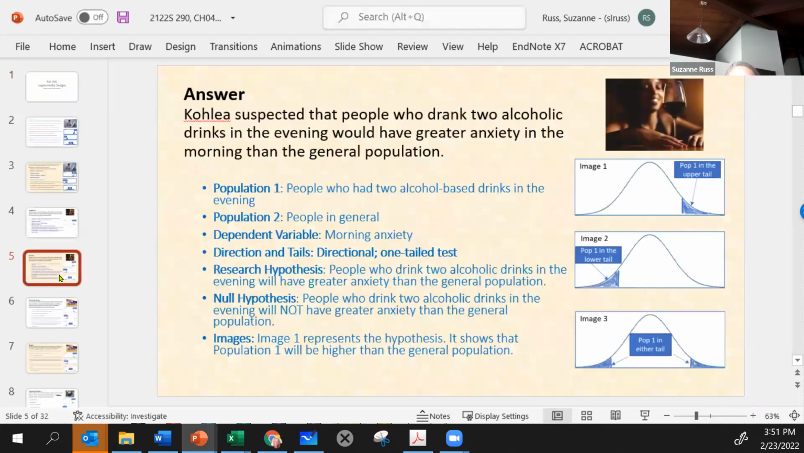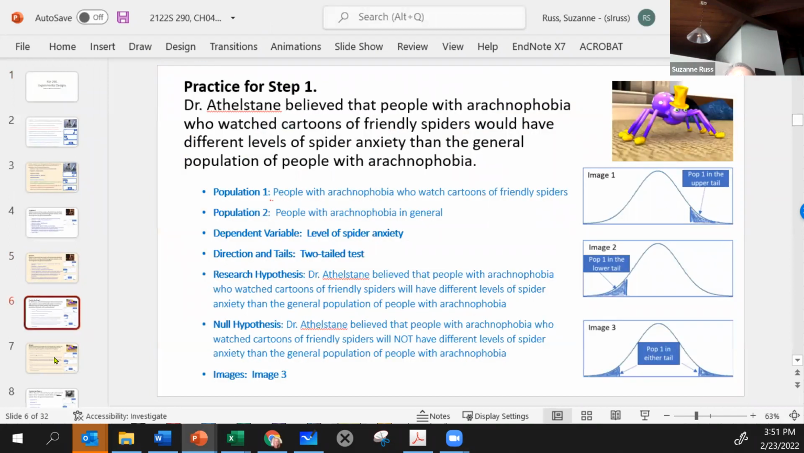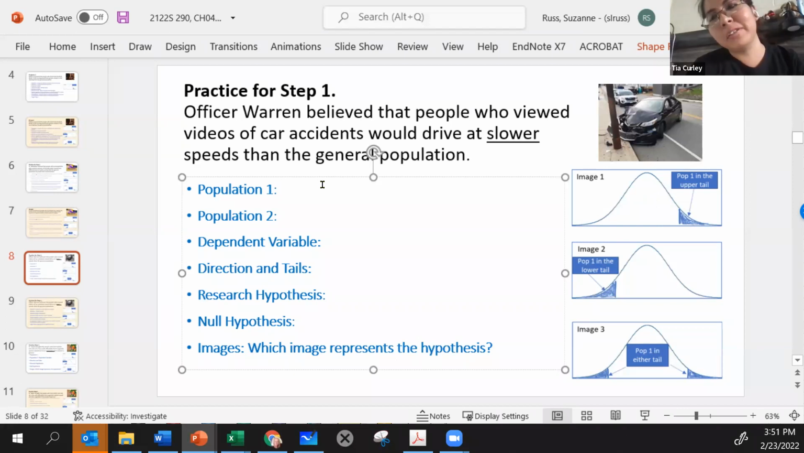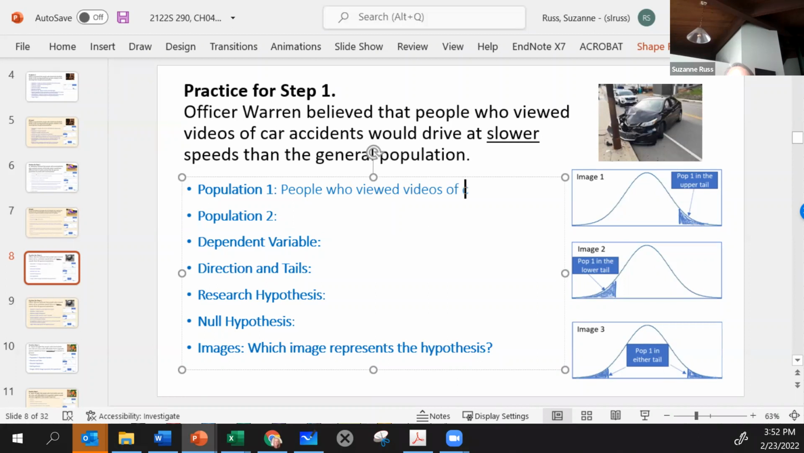All right, so let's go to the problem I gave you and see what we came up with. So population one, how did this go in your groups, first of all? Jessica and Tia, how was your group? We did it pretty easy, I guess. Good, that's what I want it to be, easy. Okay, population one then, Tia, what is it? We came up with people who reviewed videos of car accidents. All right, very good. What's population two?